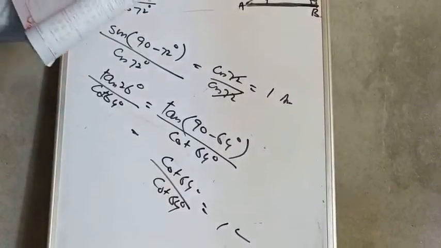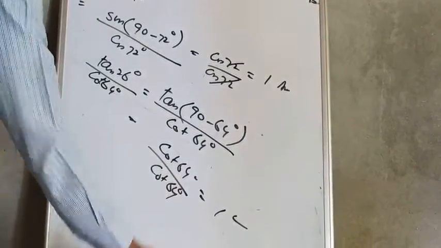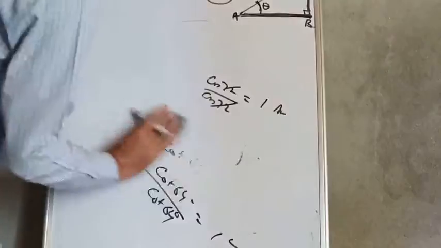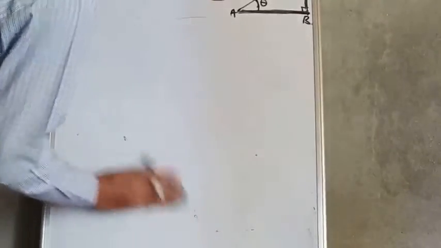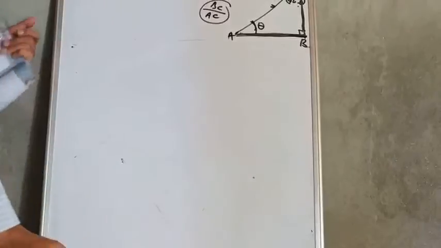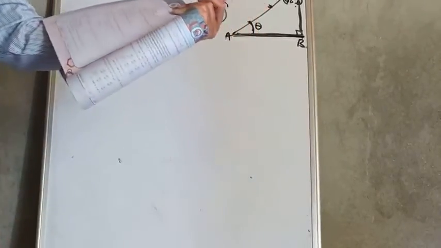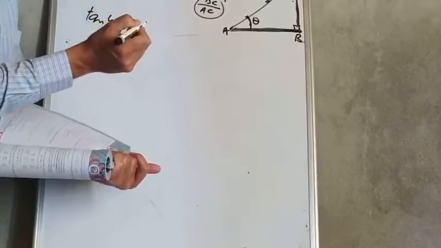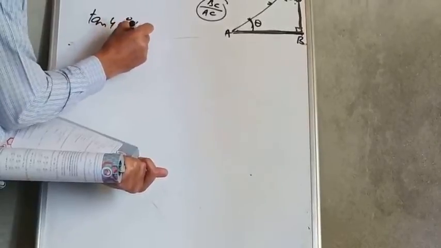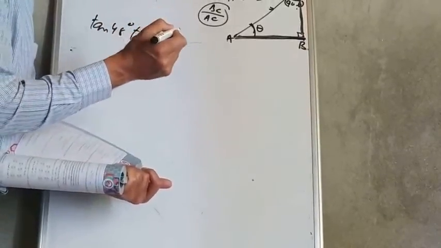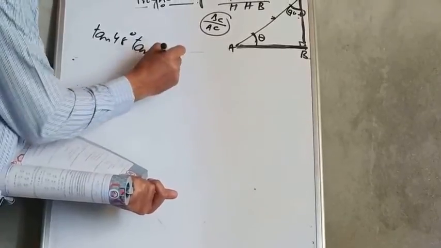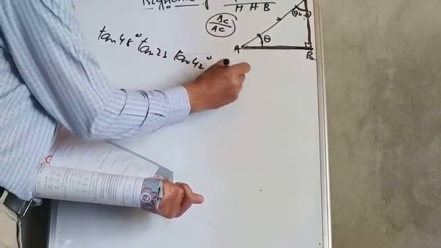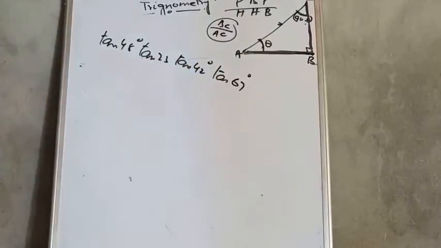It's very simple. Question number 2. Now you will remember one thing, that you will change only one angle. Keep the second angle unchanged and you will get your answer. Question number 2 is tan 48 degree, tan 23 degree, tan 42 degree and tan 67 degree. You have to prove that this is equivalent to 1.